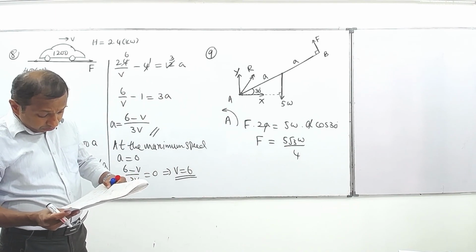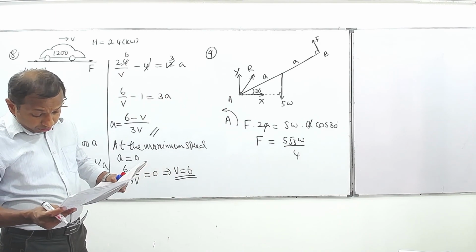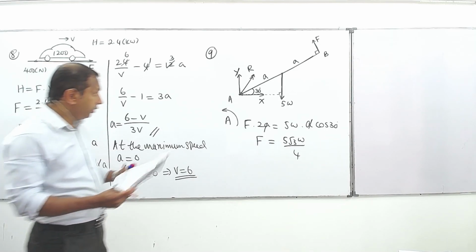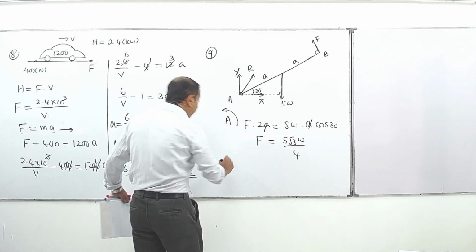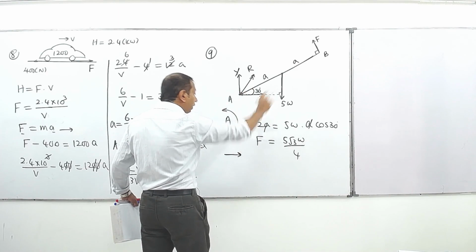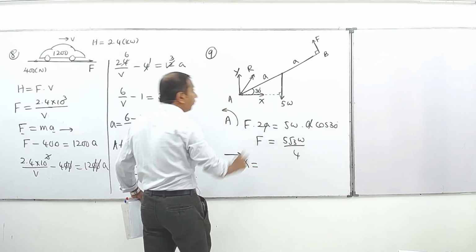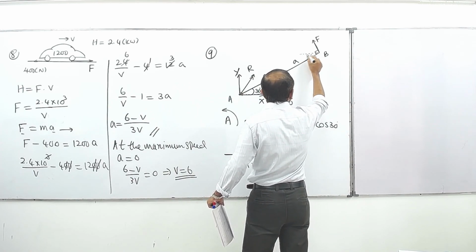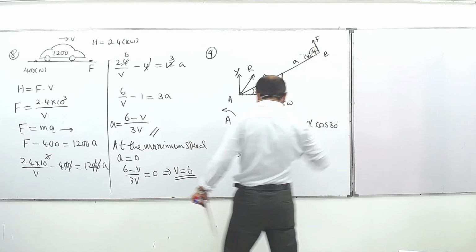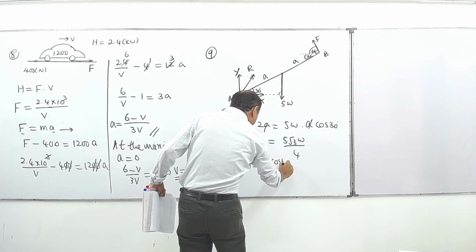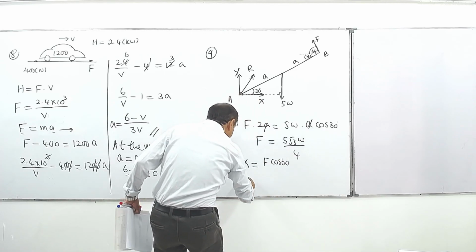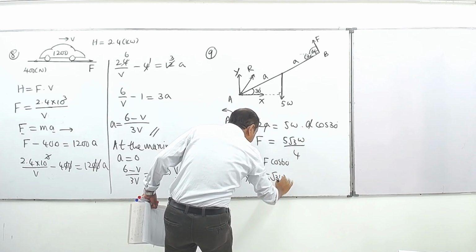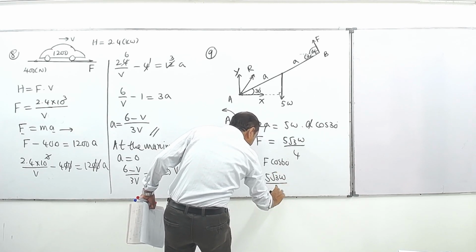And now we are asked to find the magnitude and direction of the reaction at hinge A, right? When you resolve for the equilibrium of the rod horizontally, we get X equals F cos 60. This is 30, this is 60. Cos 60 is half. X we get 5 root 3 W by 8.